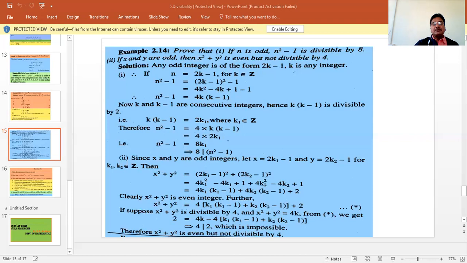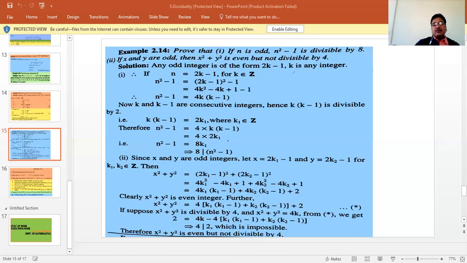But we also have to show that x squared plus y squared is not divisible by 4. The proof is by the contradiction method. We assume that x squared plus y squared is divisible by 4. Then by the definition of divisibility, x squared plus y squared is expressed in the form 4 into some integer, where k is any integer.